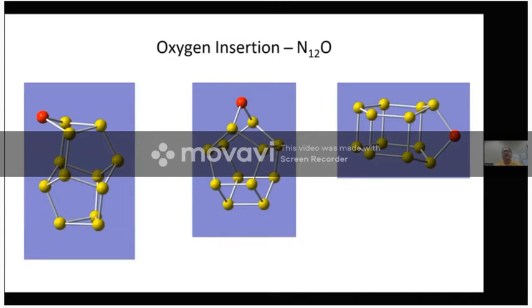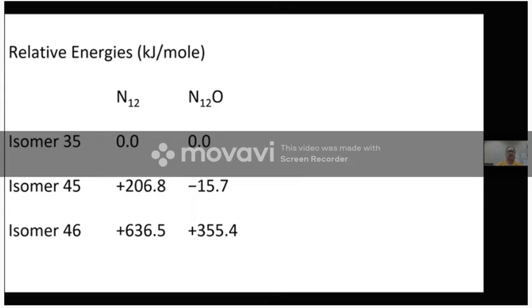So let's insert one oxygen atom. My nitrogen atoms are yellow, my oxygen atoms are red. Let's insert one oxygen atom into the triangles or the squares of each of these molecules. And how do these structures compare to each other relative to the N12s that don't have any oxygenation? Let's take a look at that. I've got N12 and N12O side by side here, and even one oxygen insertion has a dramatic effect.